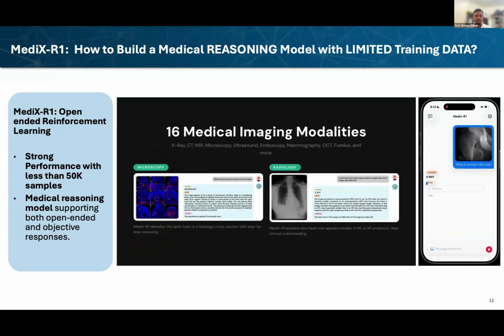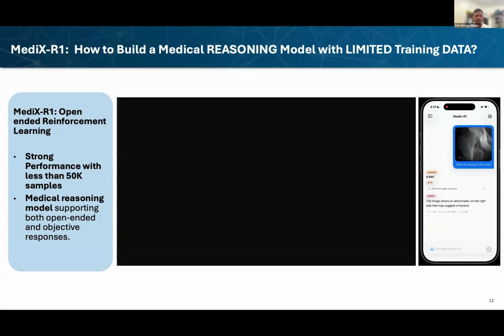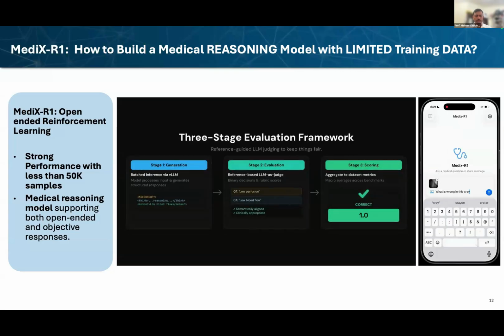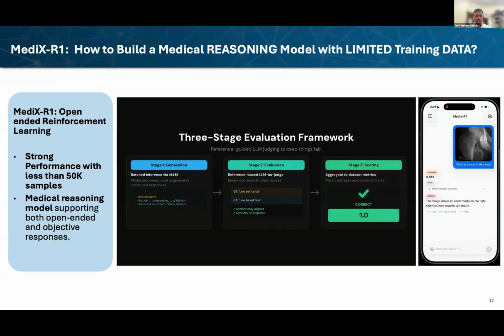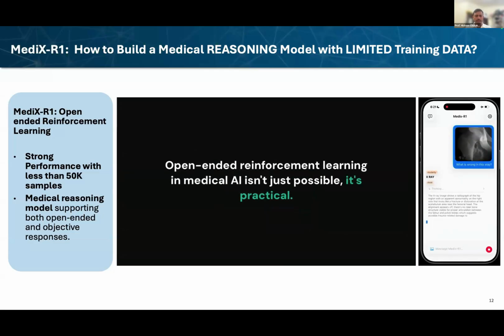The framework works across 16 medical imaging modalities, and we evaluate with a unified 3-stage framework built around reference-guided LLM judging to keep things fair. Medix R1 shows open-ended reinforcement learning in medical AI isn't just possible, it's practical.